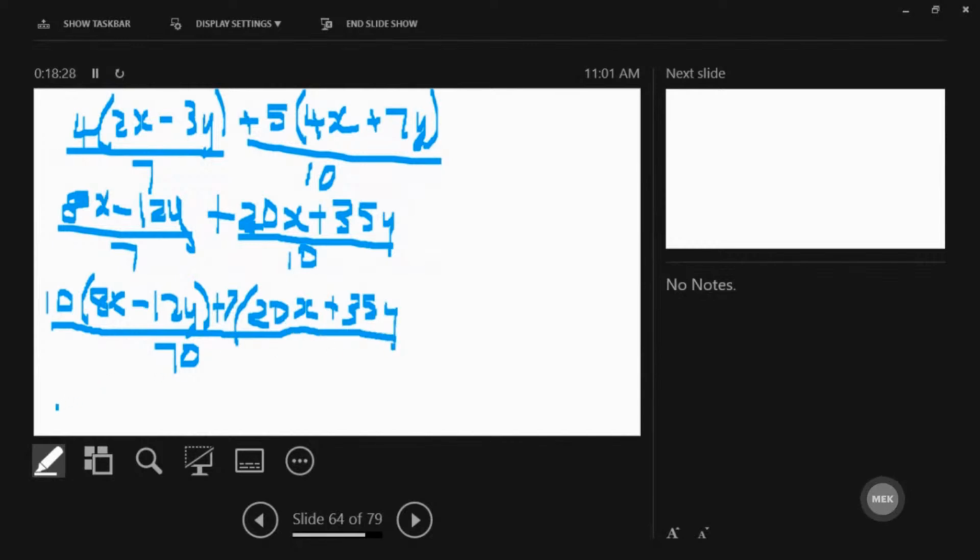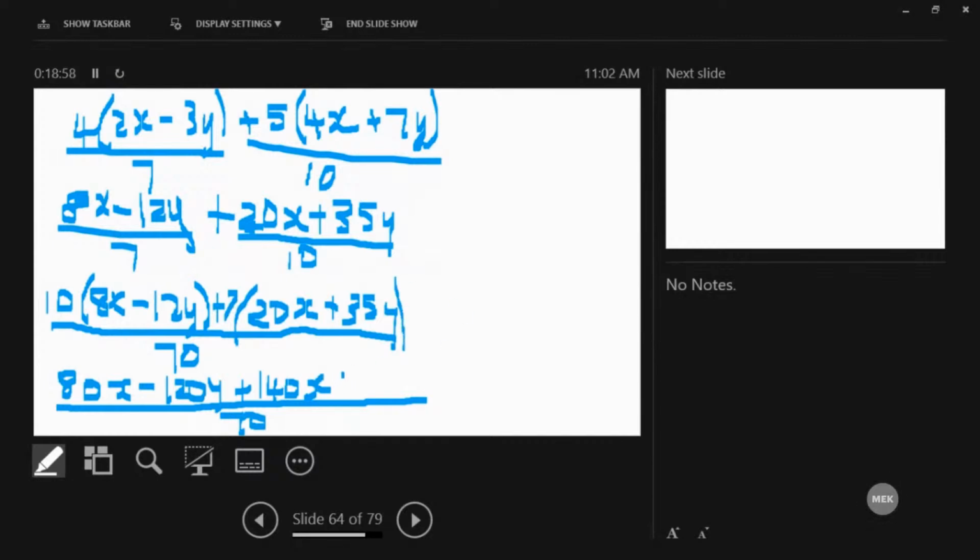All right, so let's expand that bracket now. So 10 times 8x, that's 80x. And 10 times negative 12y, negative 120y. 7 times 20x is 140x. And 7 times 35y. All right, so 7 5s are 35. 7 3s are 21 and 4. So 245y.